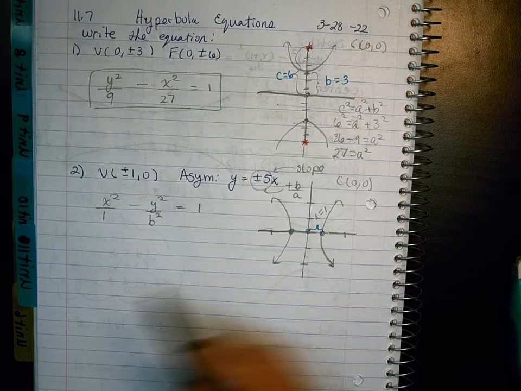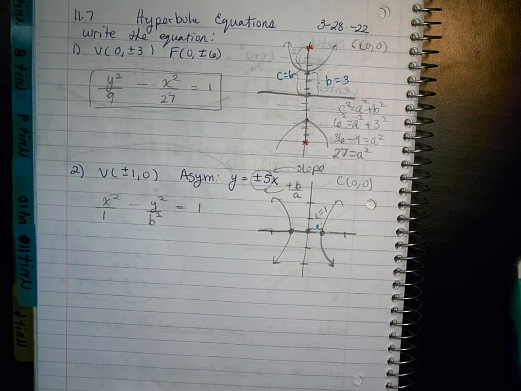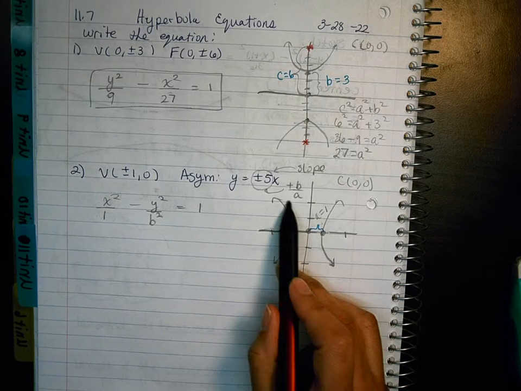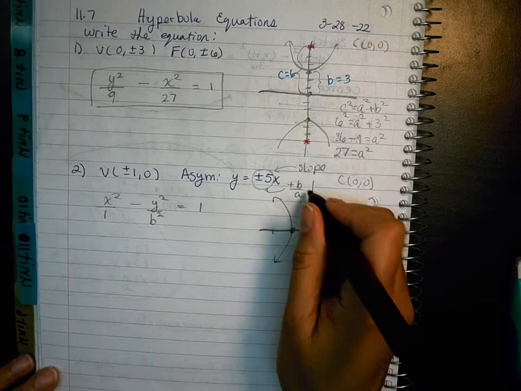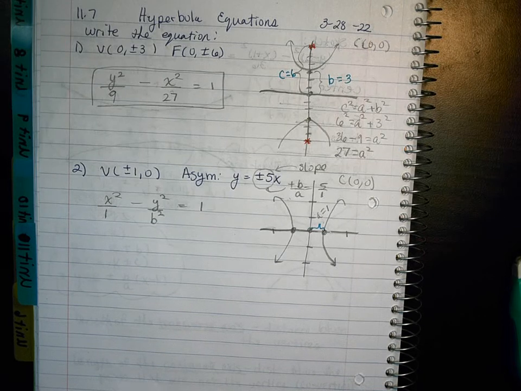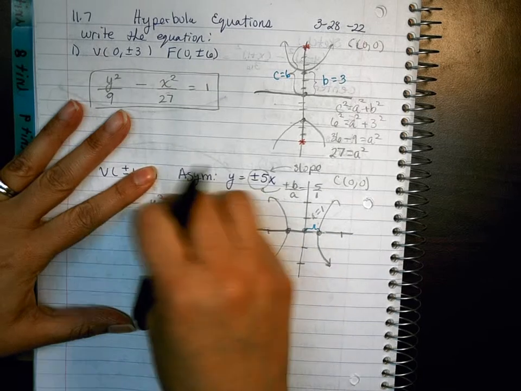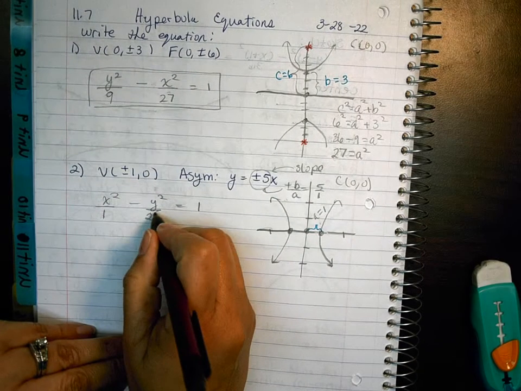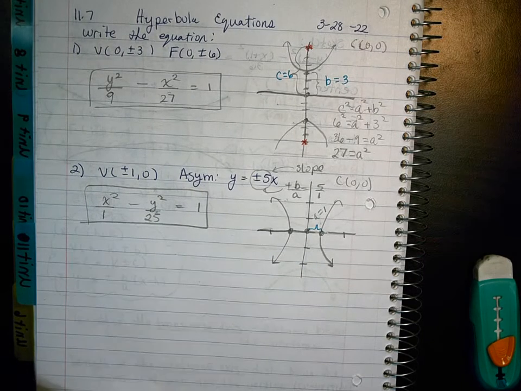Well, I know A. What's A? 1. If A is 1, then what is B? 5. Does everybody agree? If I know A is 1, then B must be 5. Do you guys agree? Yes or no? So what's going to go under the B squared? 25. And you're done with this problem. Any questions on number 2?